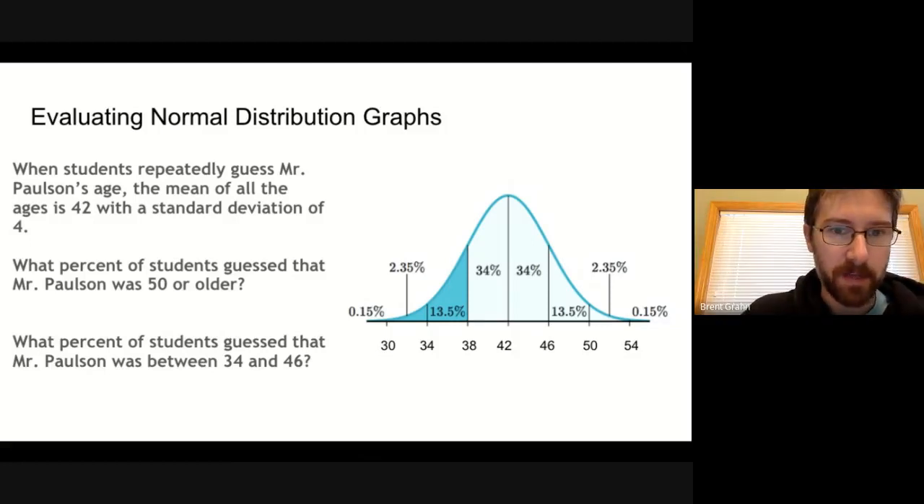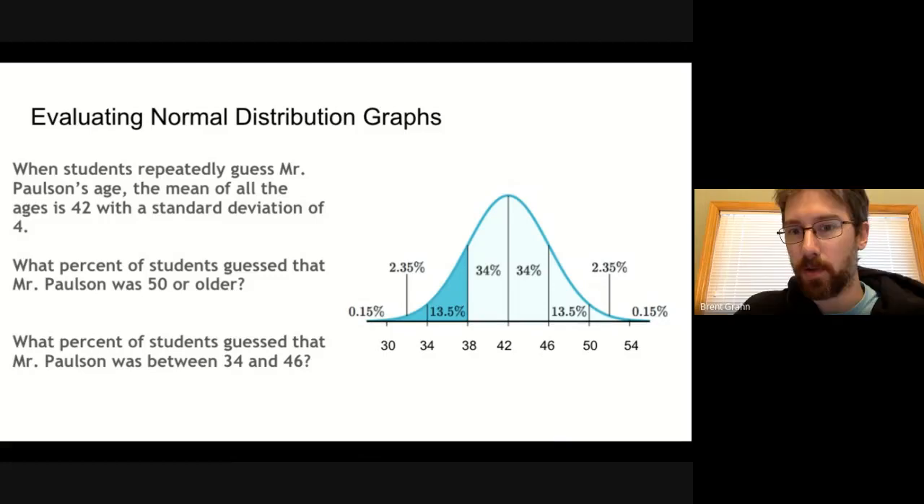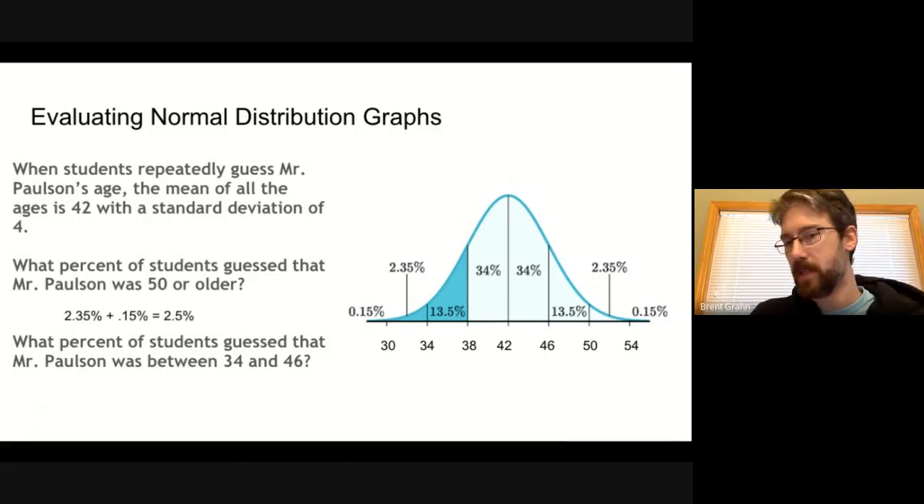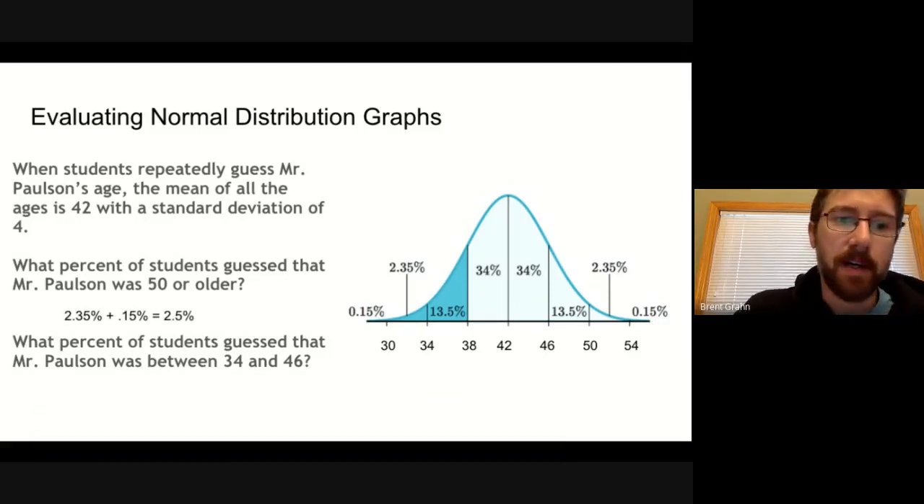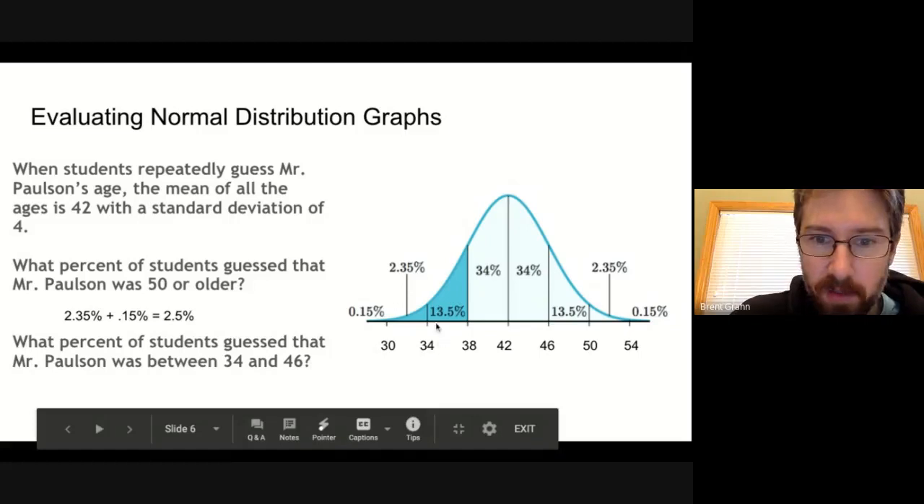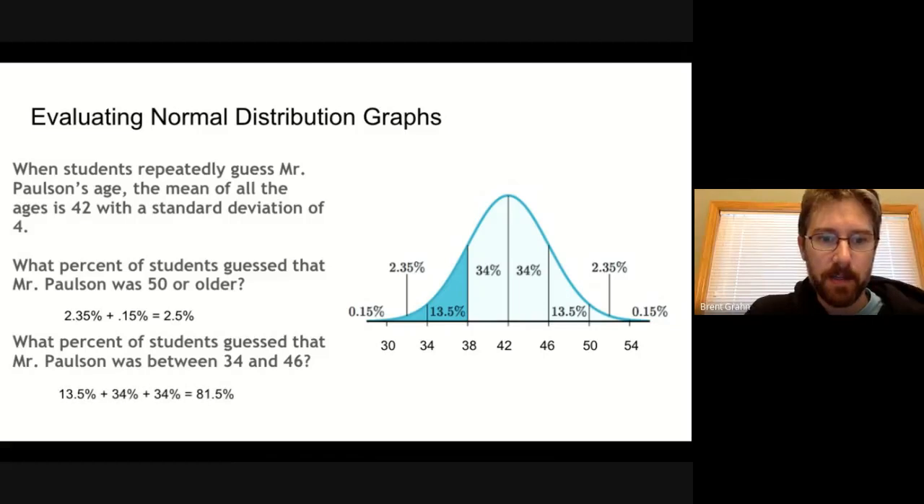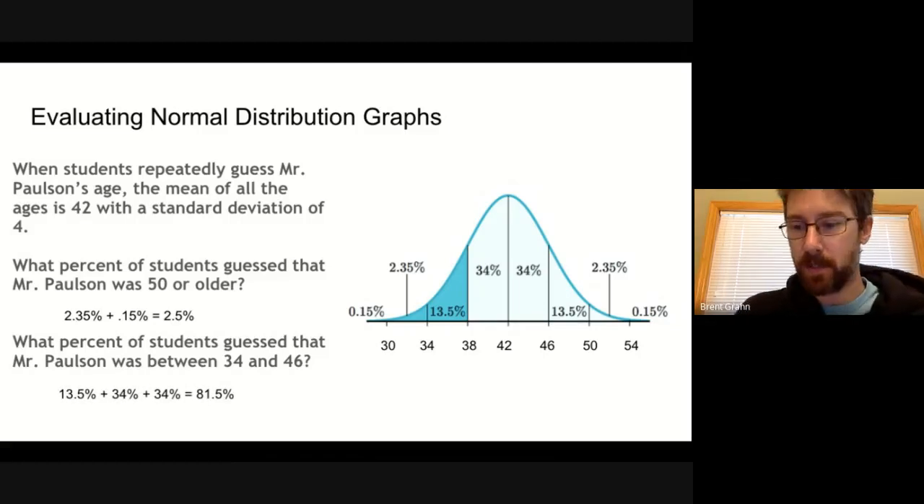All right, so what percent of students guessed that he was 50 or older? Well, here's 50, so 2.35 and 0.15, add them together, and you get 2.5%. Very few kids would guess that. What percent guessed between 34 and 46? So 34 is here, 46 is here. So it's these 3 pieces added together. And so if you add those together, it's a total of 81.5%.